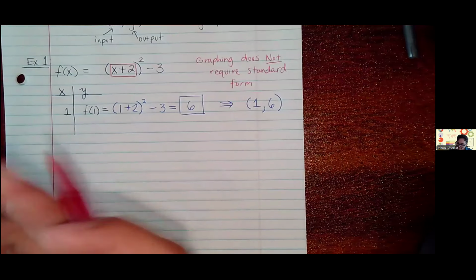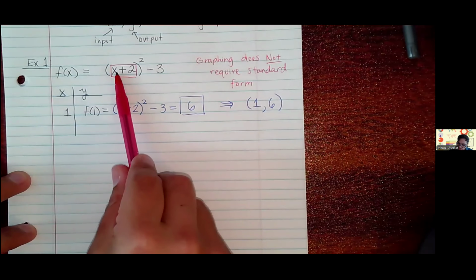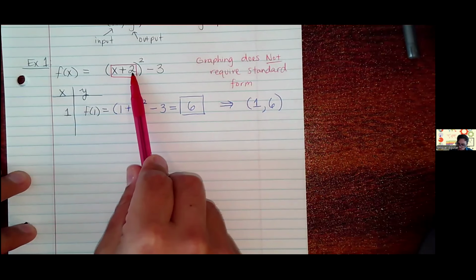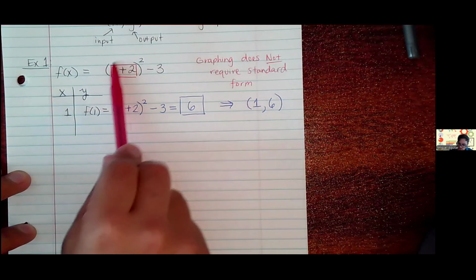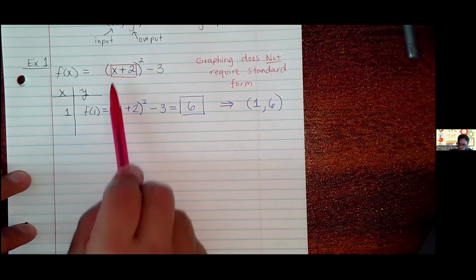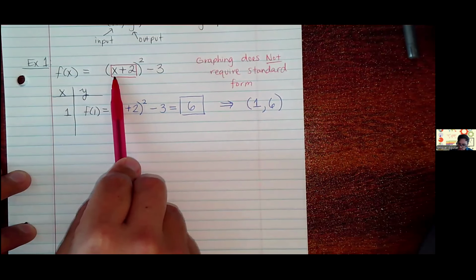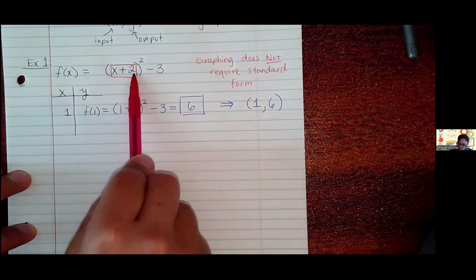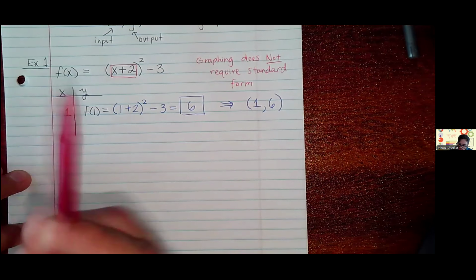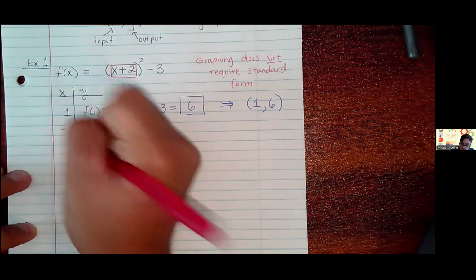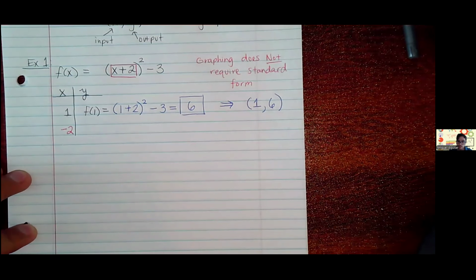So keeping that in mind, if I'm looking at x plus 2, what could I choose for x so that this entire expression turns into 0? What could I choose for x? In other words, what plus 2 would give me a 0? -2. Negative 2. So I'm going to choose a -2 for my next point.